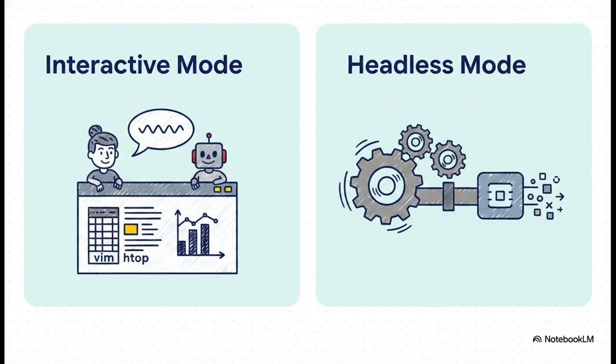Then you have headless mode. This is for all your scripting and automation needs. You can use the -p flag for a single one-off prompt, or you can pipe data from other commands directly into it. This is essential for building it into CI/CD pipelines or GitHub Actions.